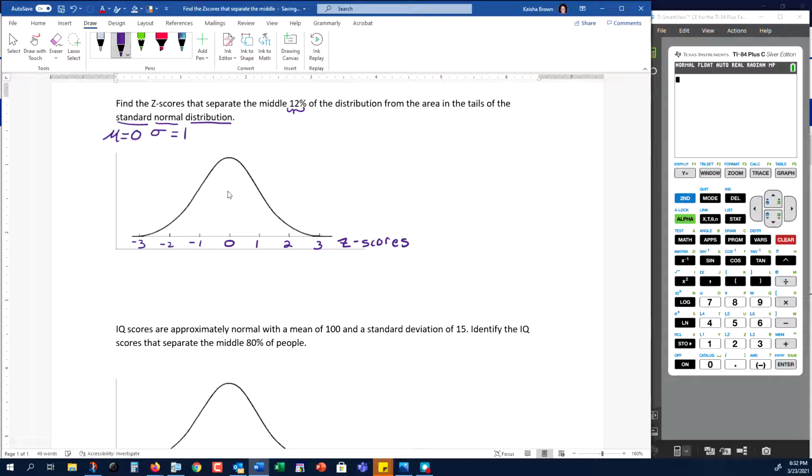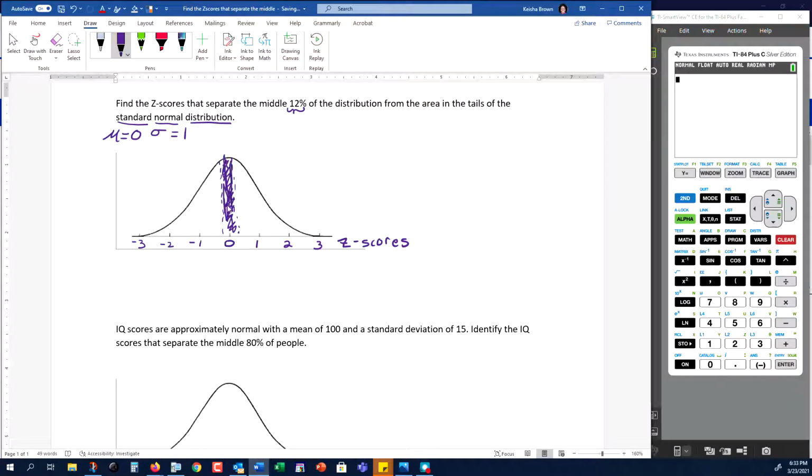Now, 12% of our data is in the middle. So you should already know that since this is symmetric, 50% of our data is to the left of 0, 50% of our data is to the right of 0. So we're looking for 12%. Let's draw that. And how did I know it will be here? Well, I already did the problem.